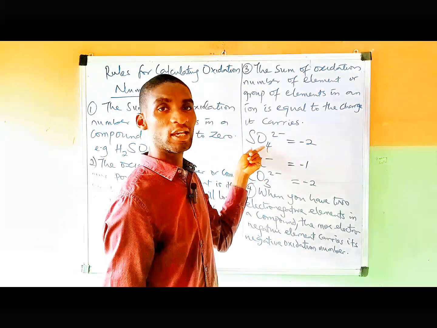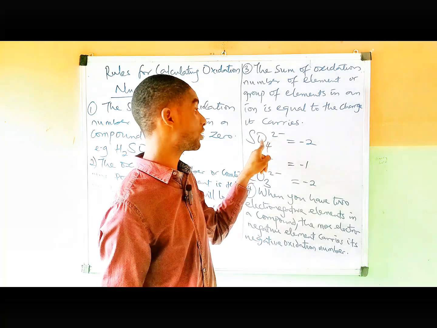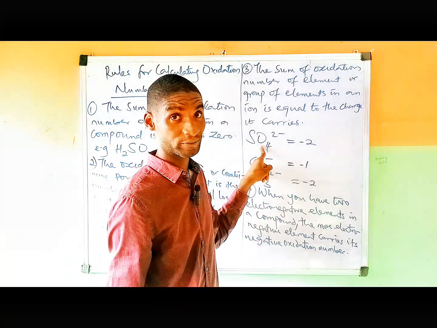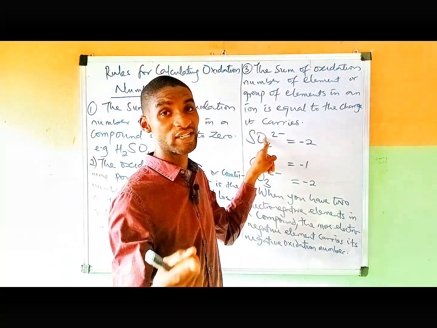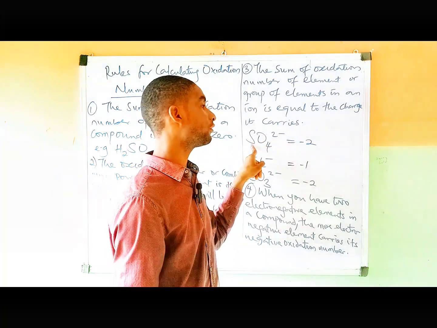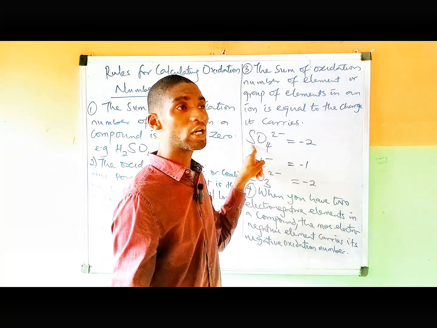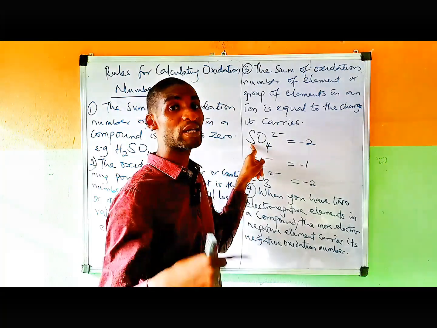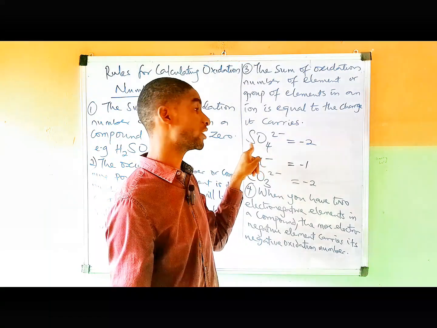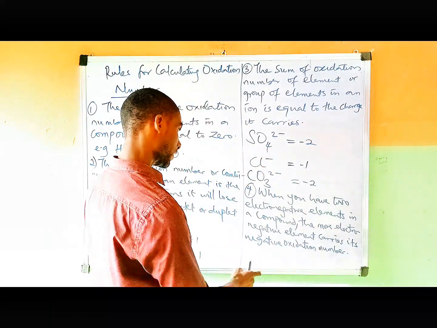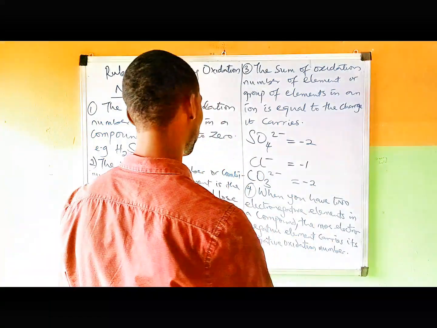So in this case, the oxidation number of oxygen here, because oxygen is more electronegative, comes in with an oxidation number of minus 2. Sulfur cannot come in with minus 2. Rather, sulfur will come in with a positive oxidation number, which is plus 6. Alright, so that is that. That is the fourth rule.